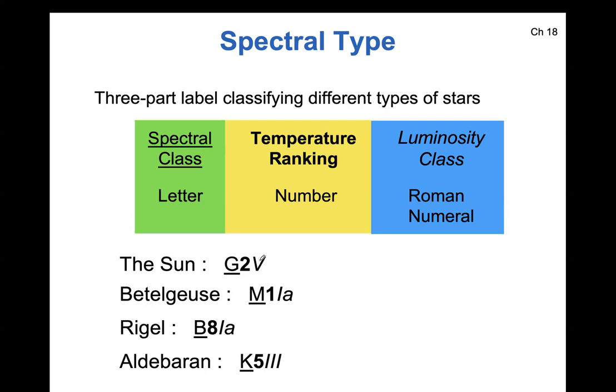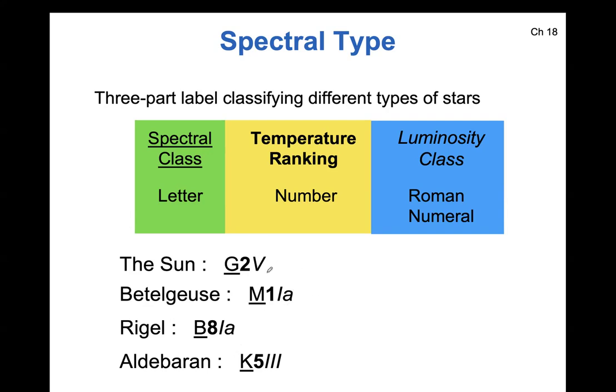Rather, you read it like a number. Wrong word. I don't normally read them out loud. Rigel is a B8 1A star. Aldebaran is a K5 3 star. So reading them out loud is not their strong suit.